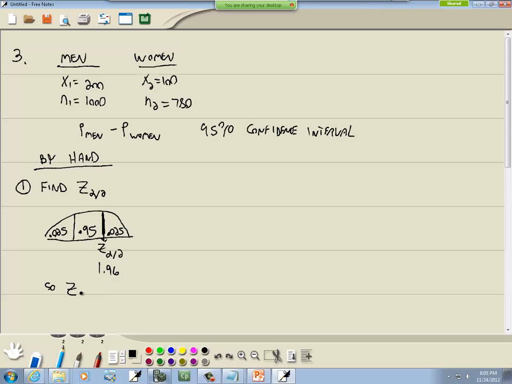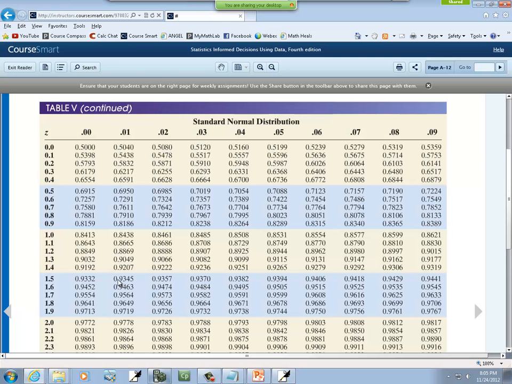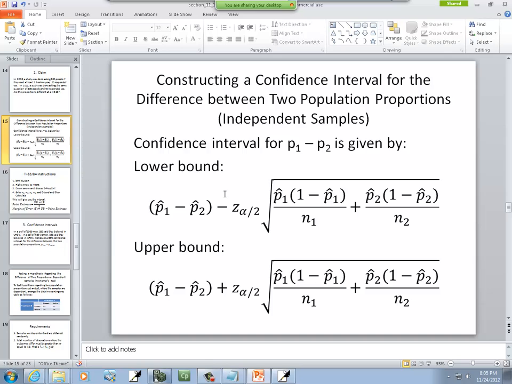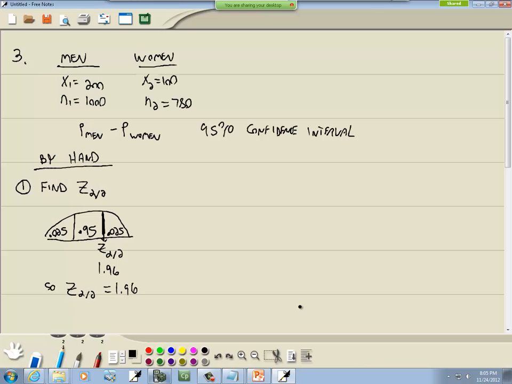So our Z alpha divided by 2 is equal to 1.96. Then it looks like we need P hat sub 1 and P hat sub 2 for both formulas, the lower bound and upper bound. So I want to find P hat sub 1 and P hat sub 2.